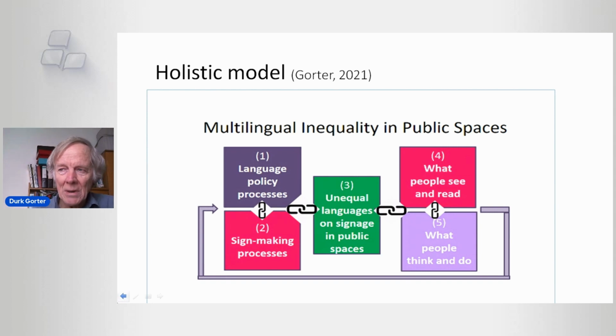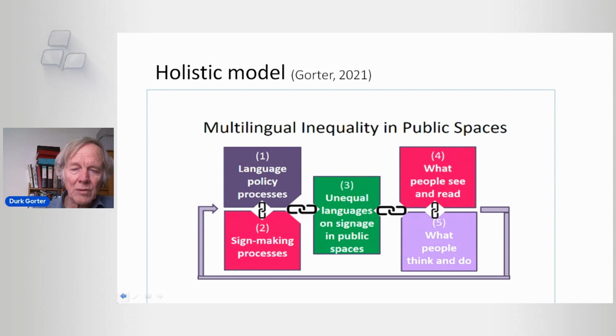But of course, it depends very much. We don't see everything all the time. We don't pay attention to all the signs. And also the signs influence us. Many advertisements want us to pay attention to the product and want us to buy it. Other signs are directing us in a certain direction. So this is our holistic model that we think we should include in a linguistic landscape study.